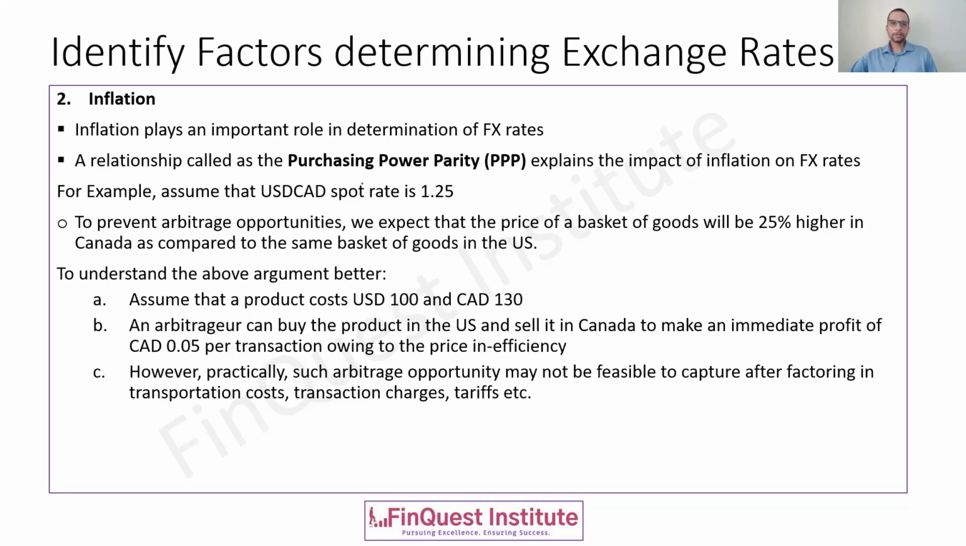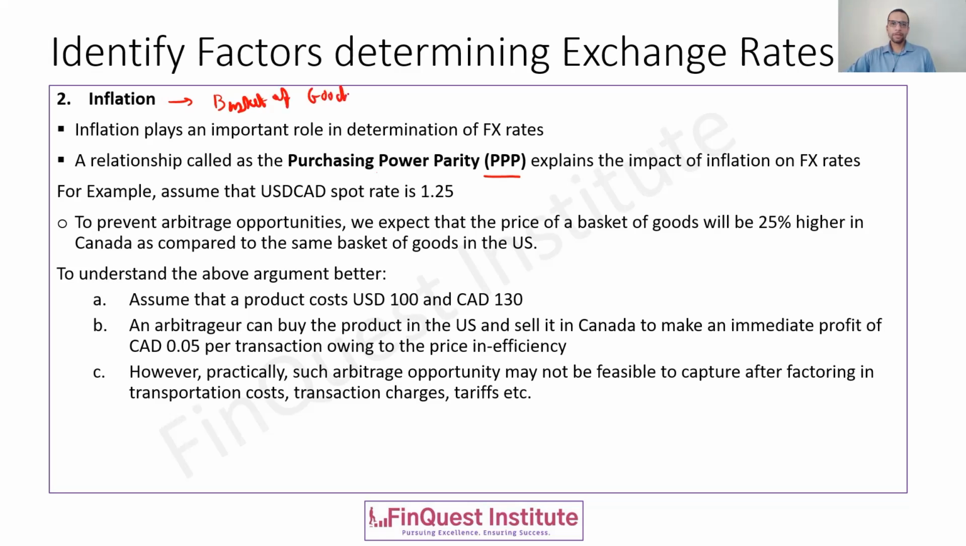Now, one important relationship which will help us relate inflation with the idea of FX rate movements is PPP, or purchasing power parity. Let's take an example to understand this. Take the currency pair USD/CAD, and the spot rate is 1.25. To prevent arbitrage opportunities, we expect that the price of a certain basket of goods will be 25% higher in Canada as compared to the same basket of goods in the United States. So, when we talk of inflation, remember that we are talking from a basket of goods perspective.